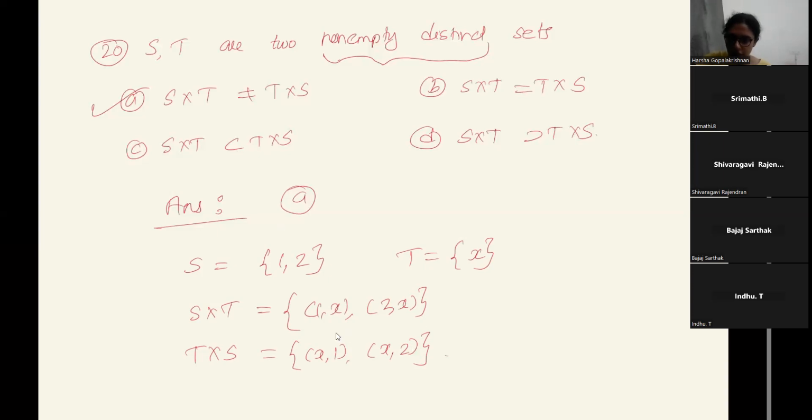And is S cross T a subset of T cross S, or T cross S a subset of S cross T? Is any of these conditions satisfied? No. Just see the example. We can say they are completely distinct elements, like their intersection is also empty. Clearly, B, C, D are wrong. Just with this example, we can verify these are wrong.